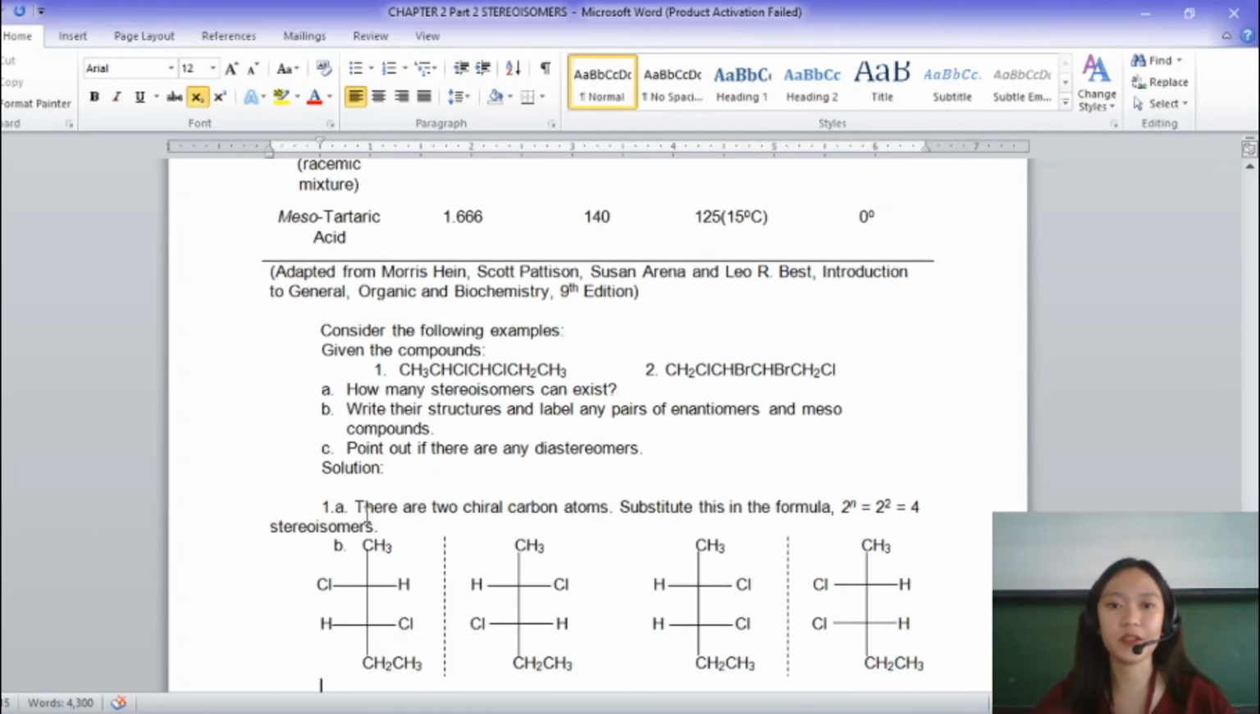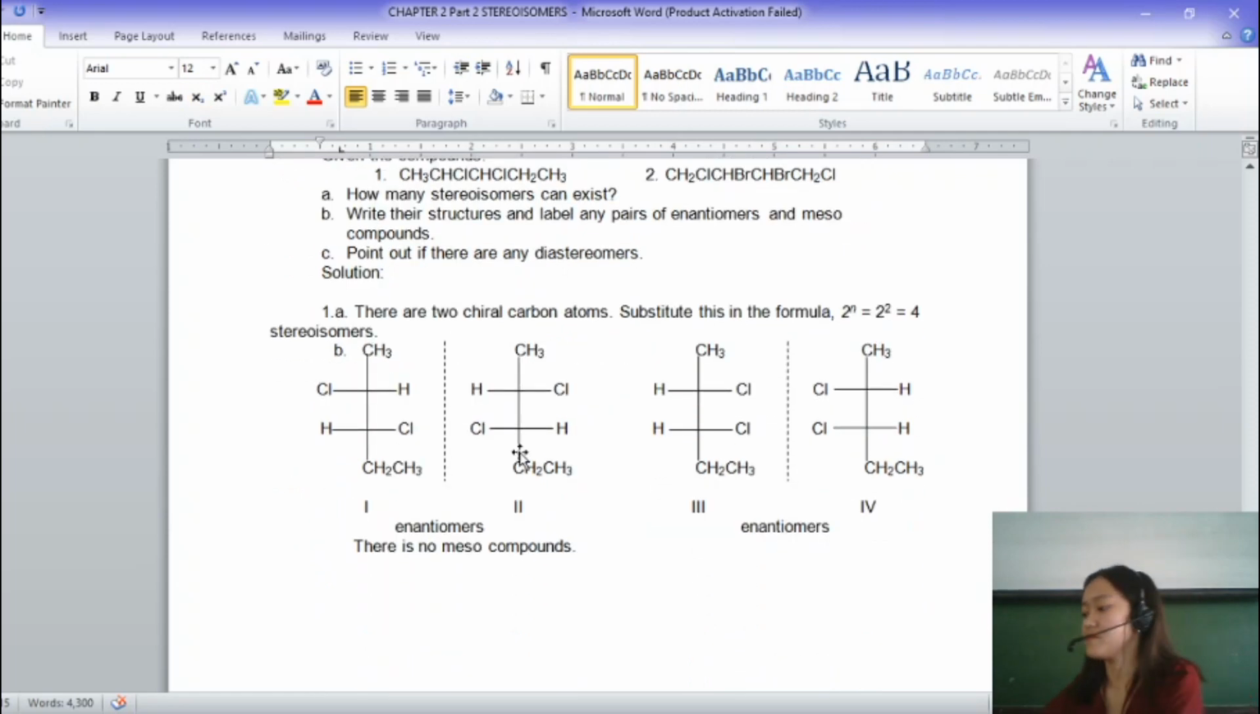Okay, sample. Consider following examples. You have sample number 1 and number 2. So, ang tanong, how many stereoisomers can exist? And letter B, write their structure, label any pairs of enantiomers and mesocompounds. And letter C, point out if there are any diastereomers. Okay. So, sample natin yan siya.